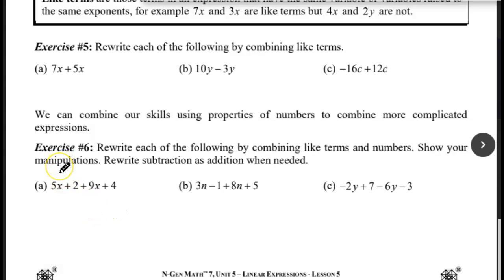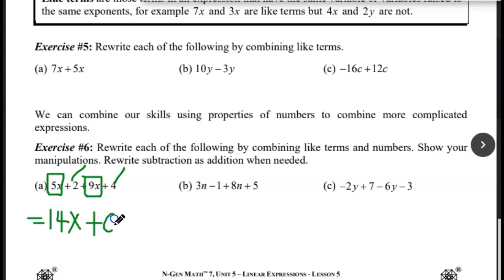Like the 5x and the 9x. The 5x and the 9x are the same. The 2 and the 4 is also the same. So instead of 4 terms, we could simplify it using only 2 terms. So 5x plus 9x gives you how much? Gives you 14. 14 what? It has to be specific all the time. 14x. Correct. So don't forget that. Plus 2 and 4 is 6.